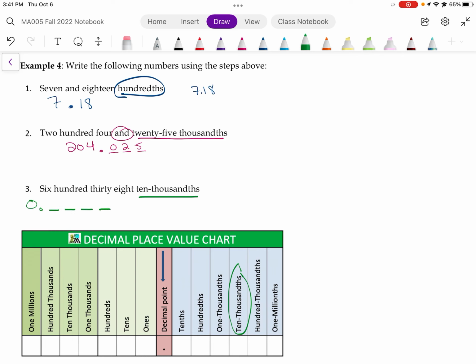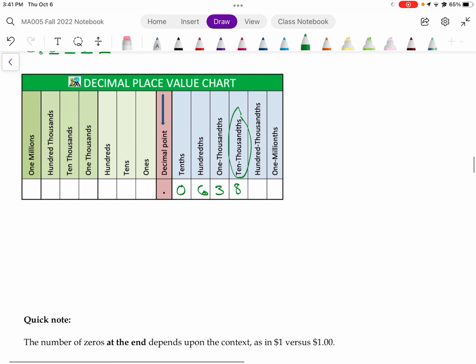Well, I have to end at the ten-thousandths, so that means there must be a 0 right here. You could also do that here. I have to end there, 638, and so I'm going to put the 0 here. 638 ten-thousandths. Okay, so that's how you do those.